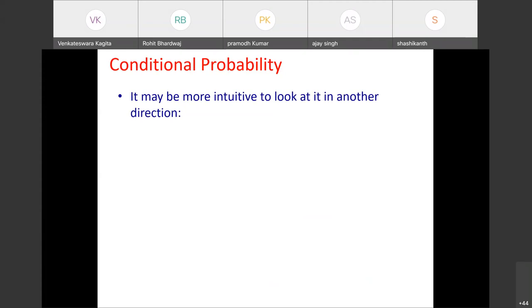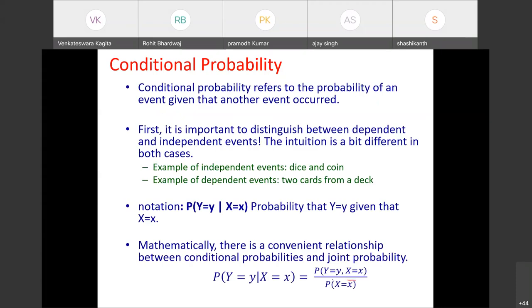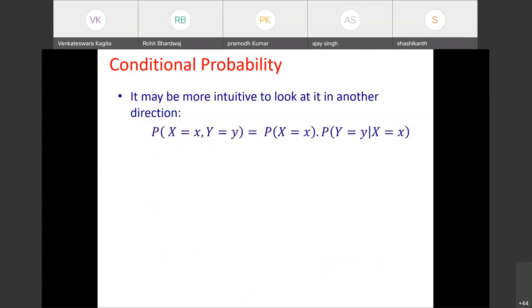There is a more intuitive way of looking at this. If I bring the denominator, probability of x, to this side, the joint probability, probability of X equal to x and Y equal to y, is equal to probability of x times probability of y given x. It is more intuitive, right? The joint probability is equal to the probability of x times the probability of y given x. So you first compute the probability of x, then the probability of y given x.